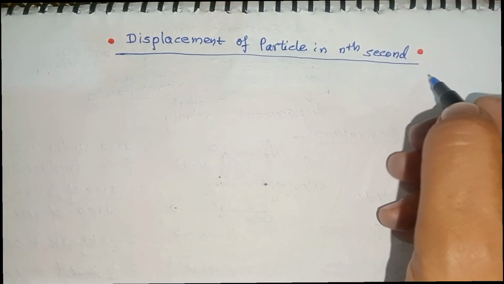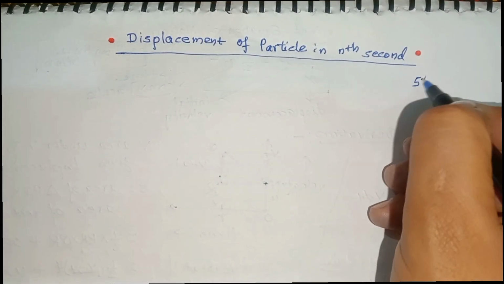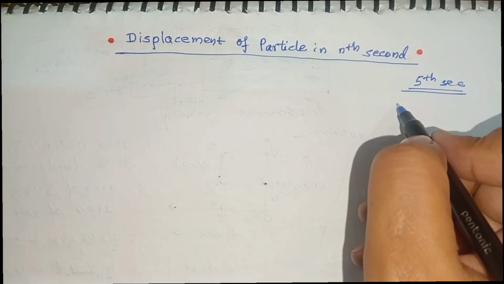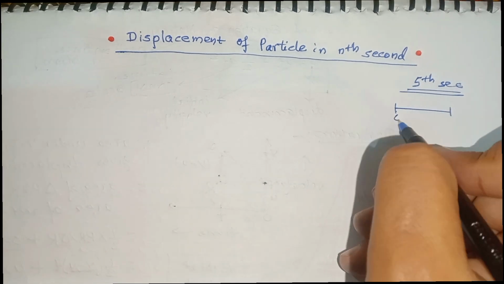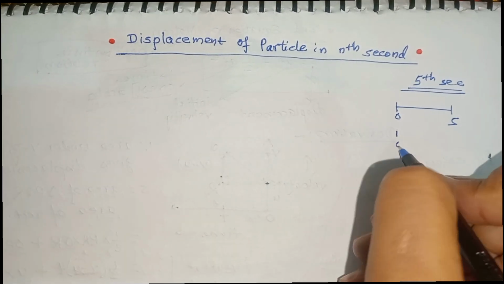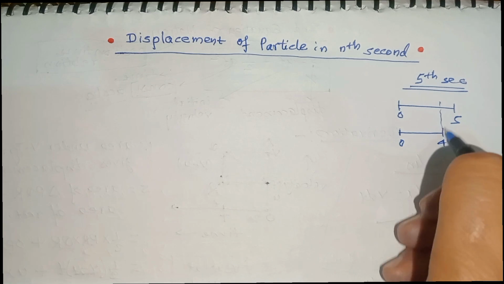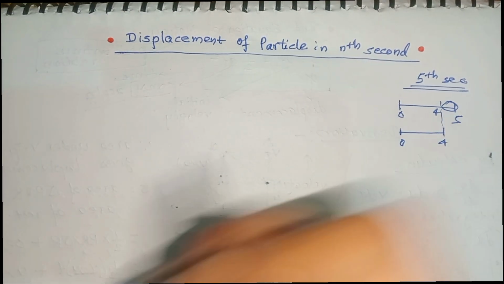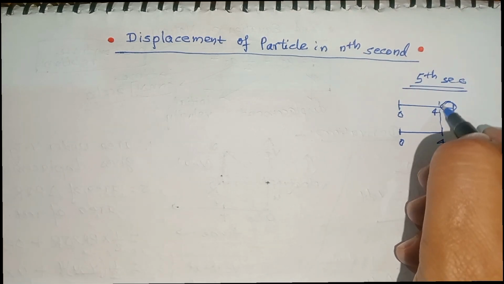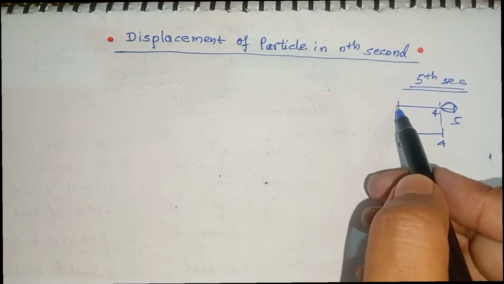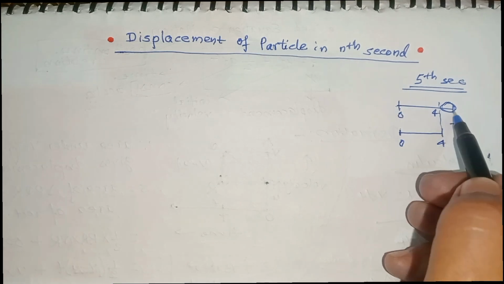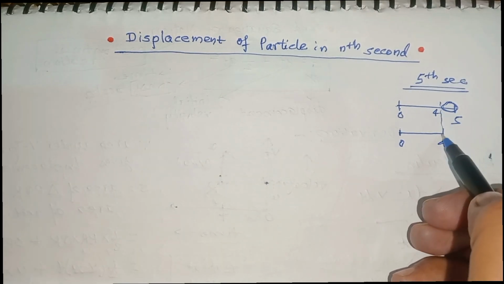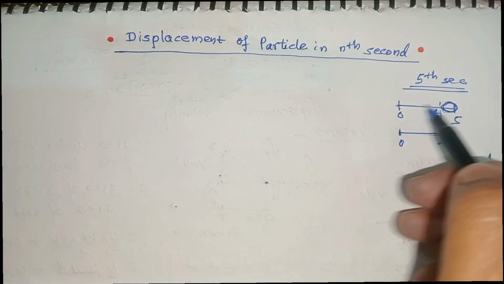Suppose we have to find the distance traveled in the 5th second. Okay, 5th second. If we have to find it, what we will do is simply take the distance traveled between 0 to 5 and the distance traveled between 0 to 4. This difference will be the distance traveled in the 5th second. We subtracted the distance traveled between 0 to 4 from 0 to 5. Okay, we subtracted this part, so we will get only the distance traveled in the 5th second.